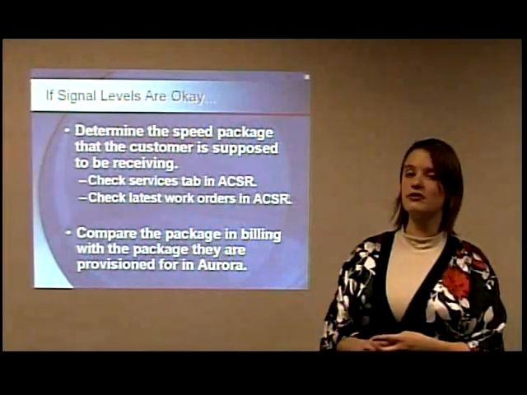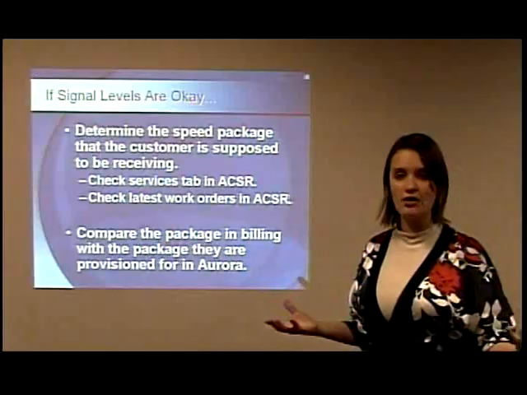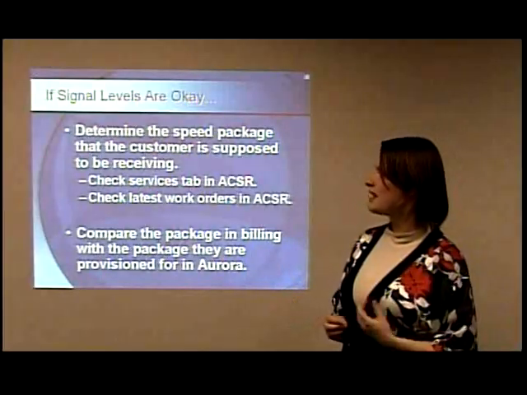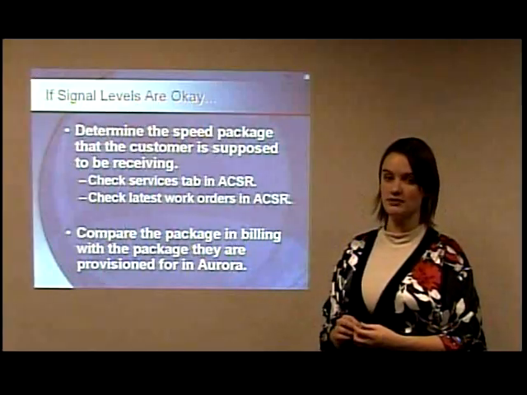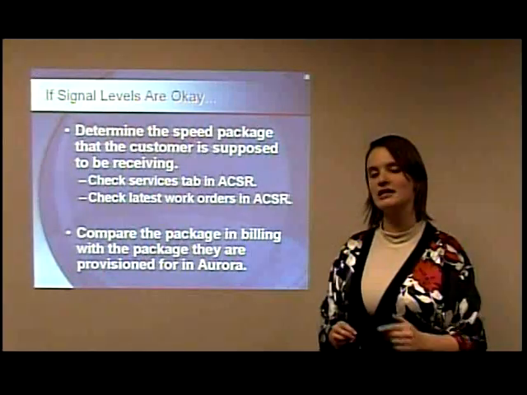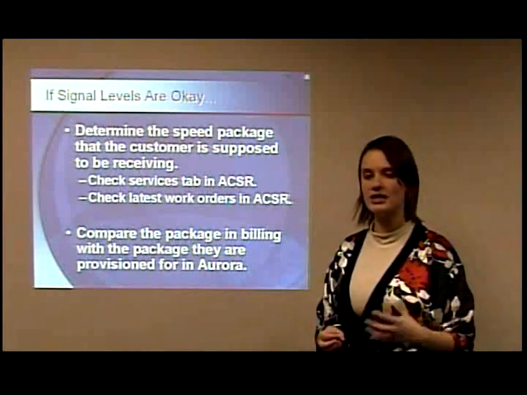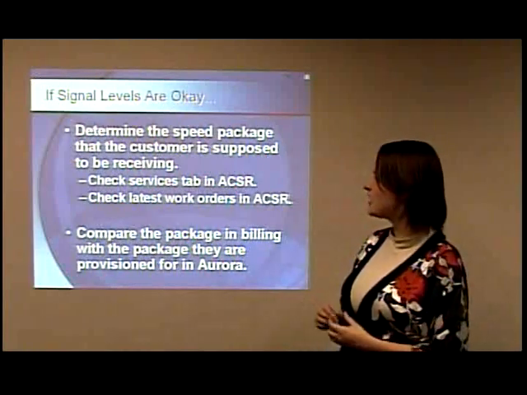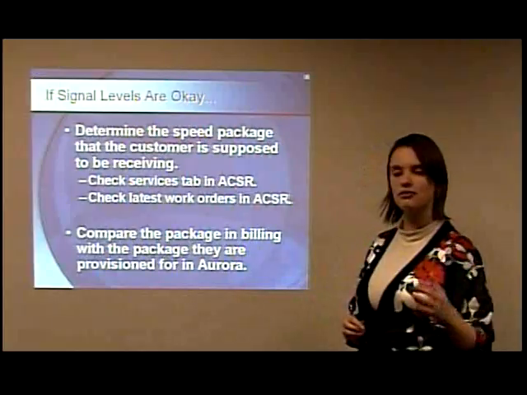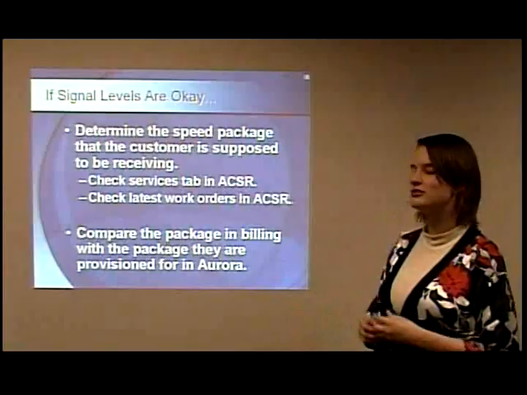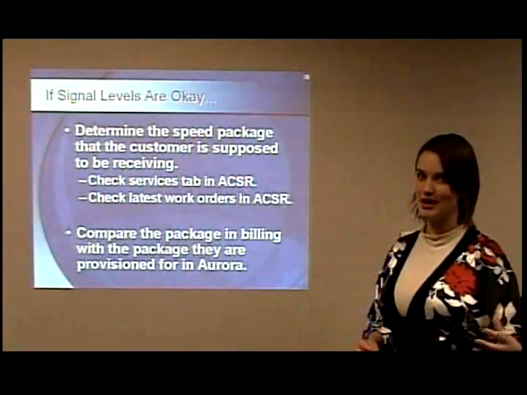Now let's say the signal levels are okay. Let's say that we've ruled out RF on this call already. The next thing we want to do is determine the speed package that the customer is supposed to be receiving. We do that by checking ACSR. Go into the billing system and make sure what package they're paying for. After you've done that, go ahead and compare that to what they're actually provisioned for in Aurora. Make sure that what they're provisioned for meets what they're paying for.